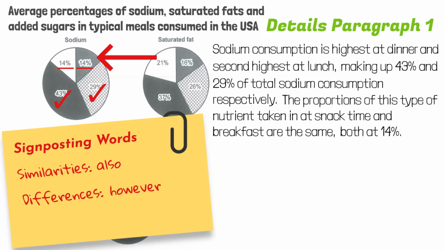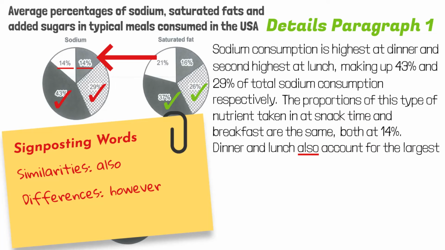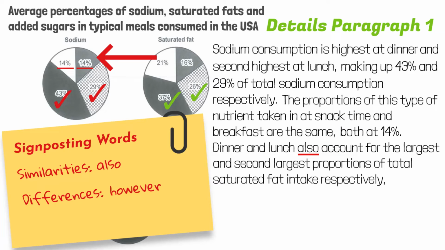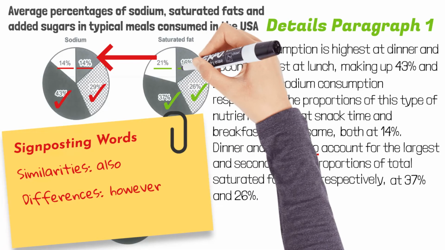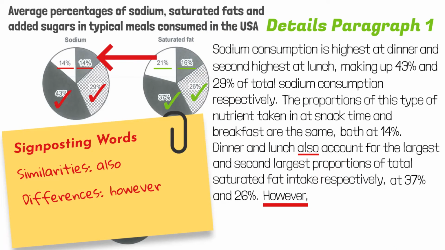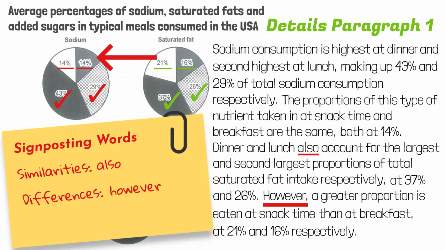For example, like the first chart, dinner and lunch are also the biggest categories in the second chart. We can use also to show this similarity. Dinner and lunch also account for the largest and the second largest proportions of total saturated fat intake, respectively, at 37 and 26%. Now I'm going to report the difference. I will use however. However, a greater proportion is eaten at snack time than at breakfast at 21 and 16% respectively. This paragraph is done.